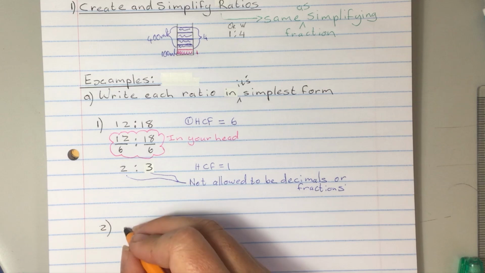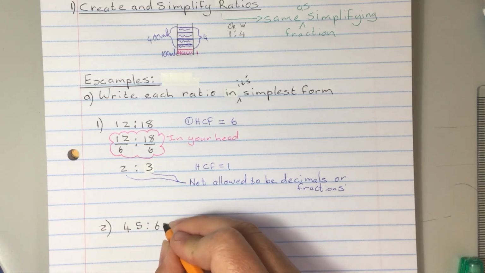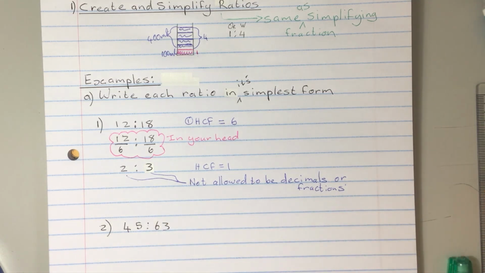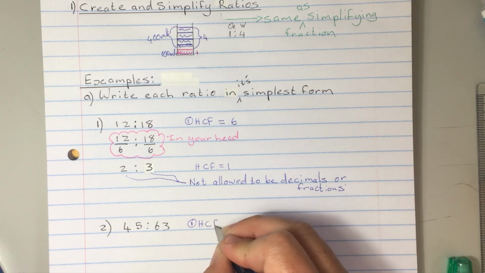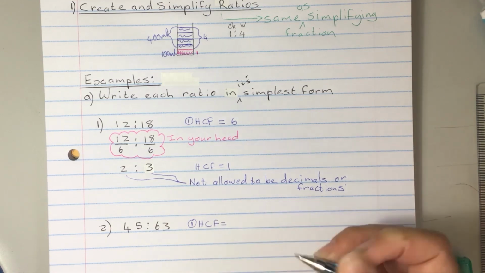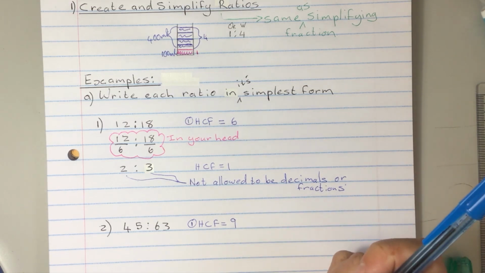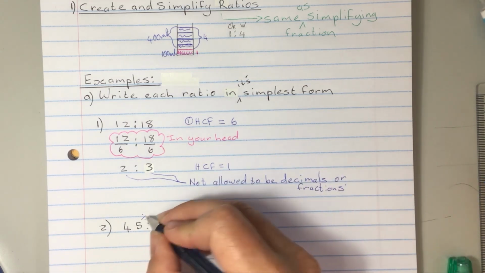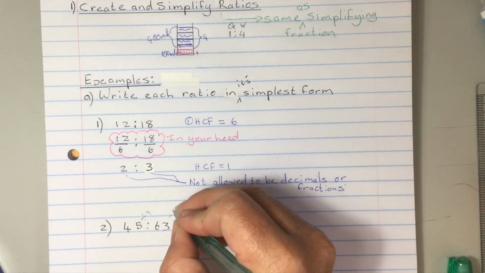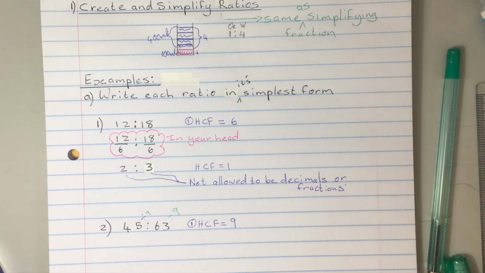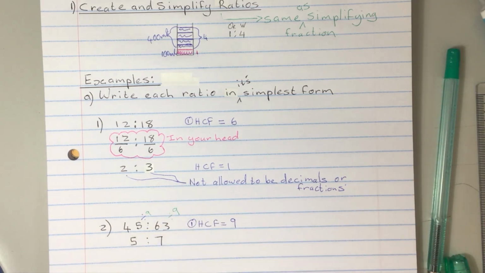Our next example is going to be 45 to 63. So once again, I start with what is my highest common factor. And if you know your times tables, hopefully you will see that 9 is my highest common factor. And so I will divide both of those by 9. And so that will be 5 to 7.